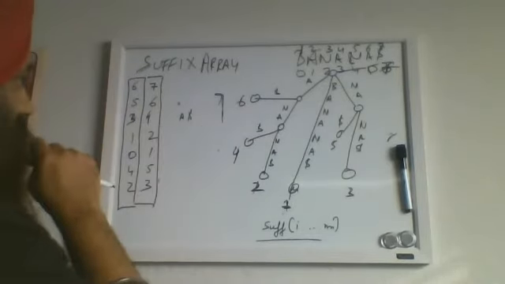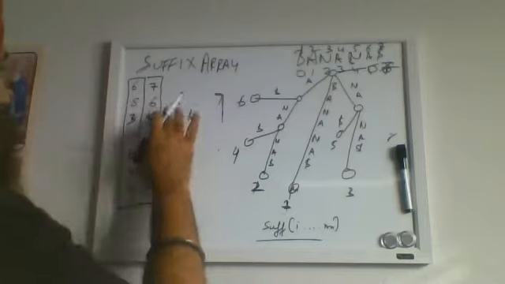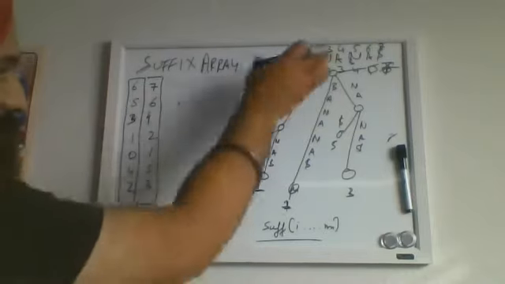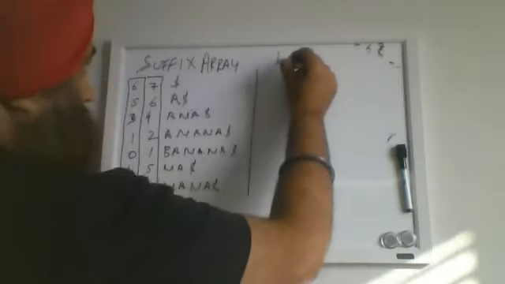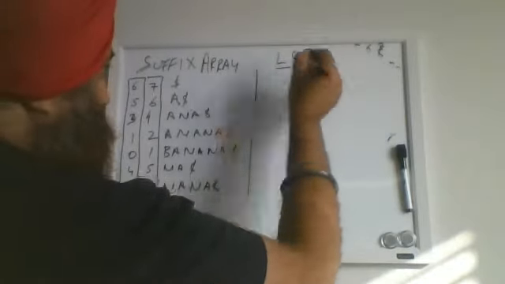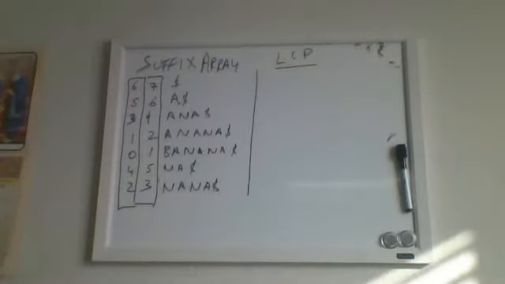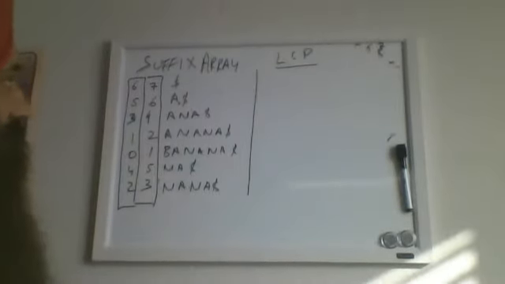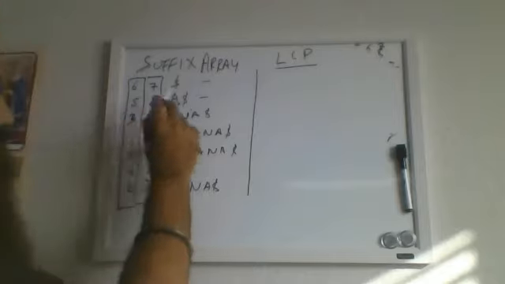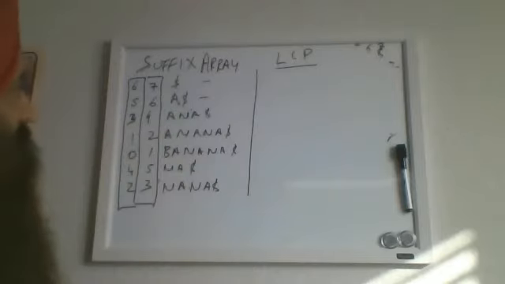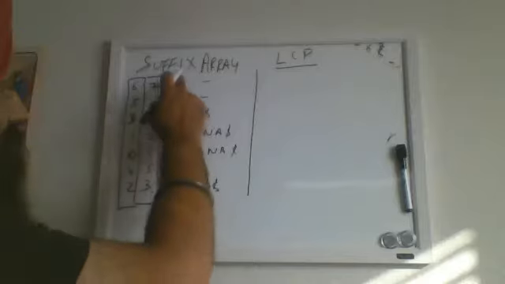Now, forget these alphabets for a while. Actually, you need the alphabets. Let me delete this. So this is your suffix array. You have something called LCP, longest common prefix. The longest common prefix is nothing but you take two consecutive suffixes and find the length of the common prefix between them.